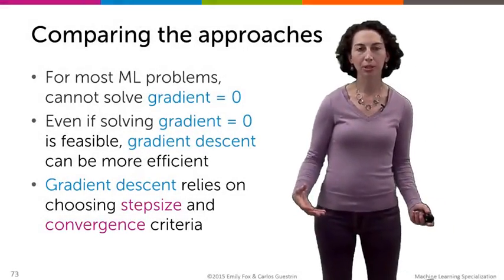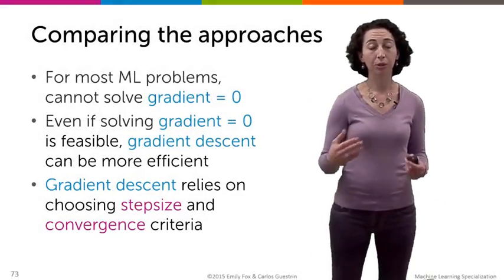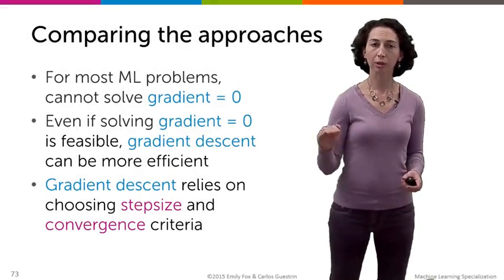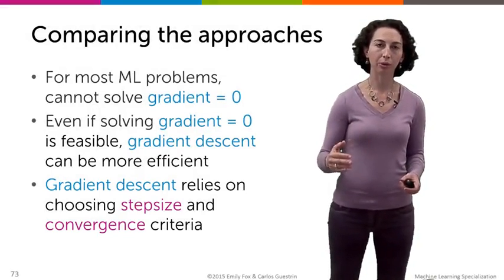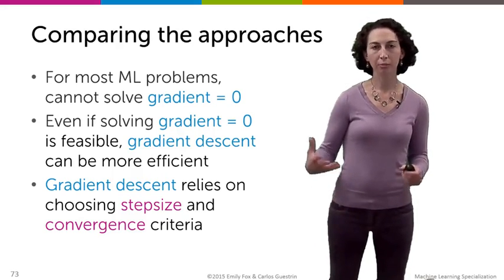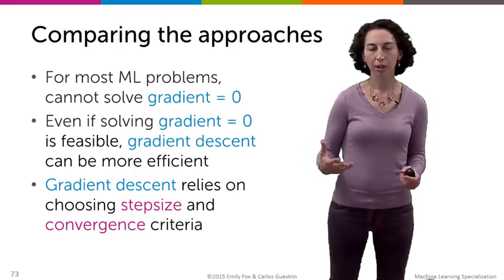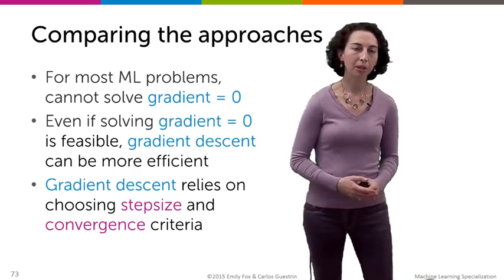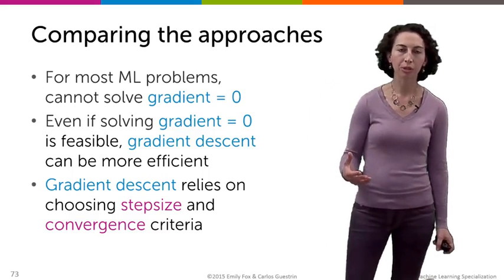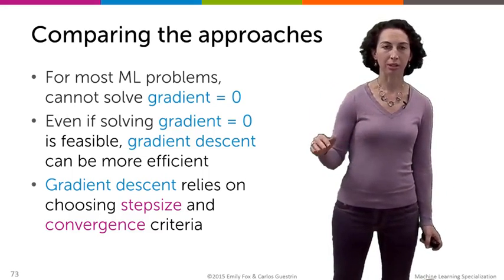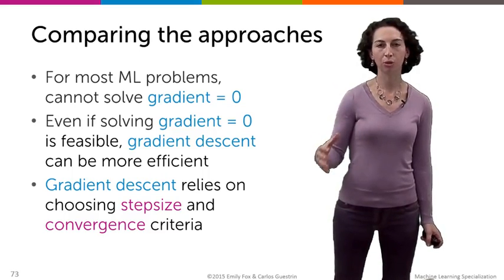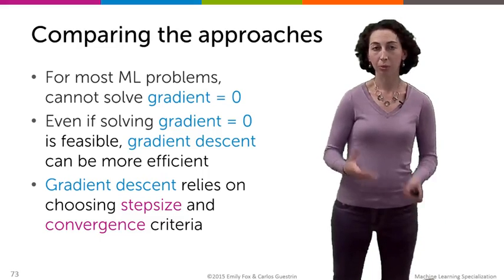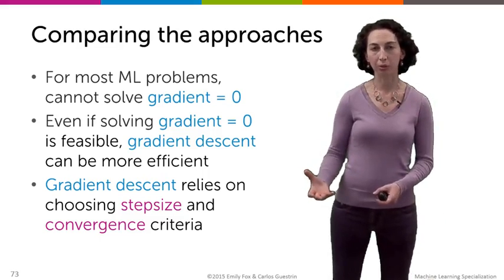Okay, so let's take a moment to compare the two approaches that we've gone over, either setting the gradient equal to 0 or doing gradient descent. Well, in the case of minimizing residual sum of squares, we showed that both were fairly straightforward to do. But in a lot of the machine learning methods that we're interested in, taking the gradient and setting it equal to 0, well, there's just no closed form solution to that problem. So often we have to turn to methods like gradient descent.